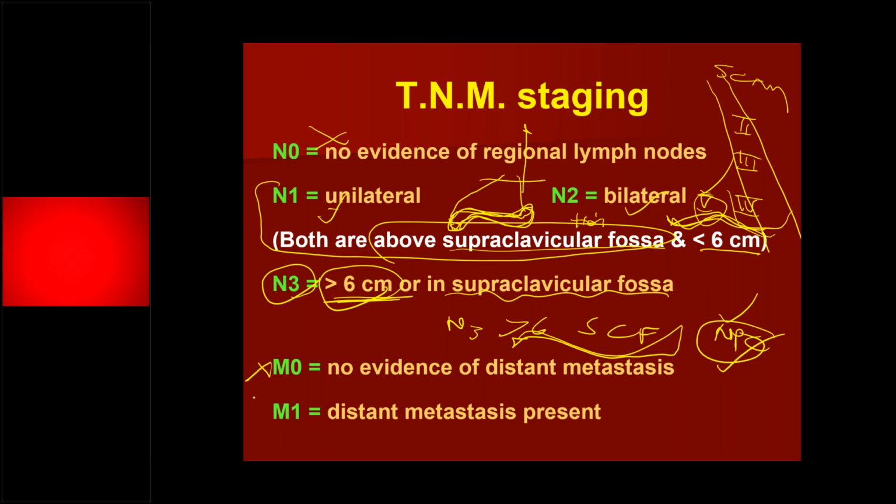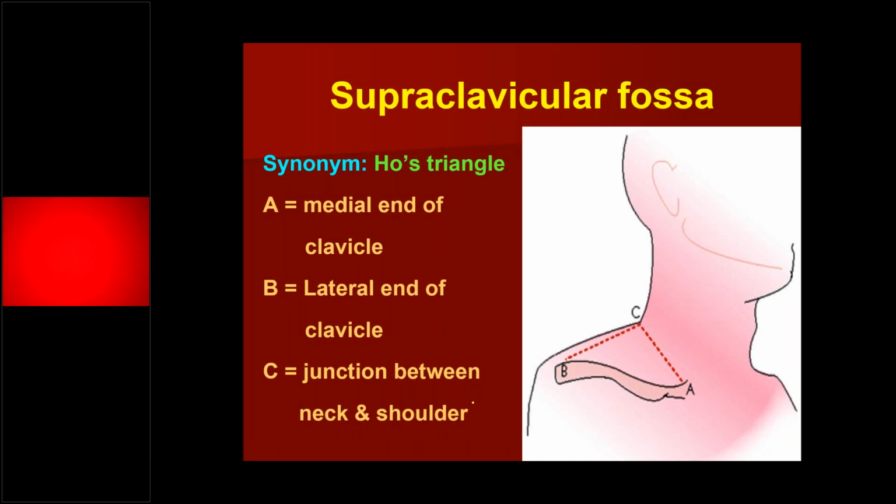M0 is no evidence of distant metastasis. M1 is evidence of distant metastasis like liver, lung and bone. I already told you. So the supraclavicular fossa, as I already told you, is the host triangle. It has the medial end of the clavicle, the lateral end of the clavicle over here, and the nape of the neck. This is the point where the neck joins the shoulder. This is called the supraclavicular host triangle: medial end of the clavicle, lateral end of the clavicle, junction between neck and shoulder.